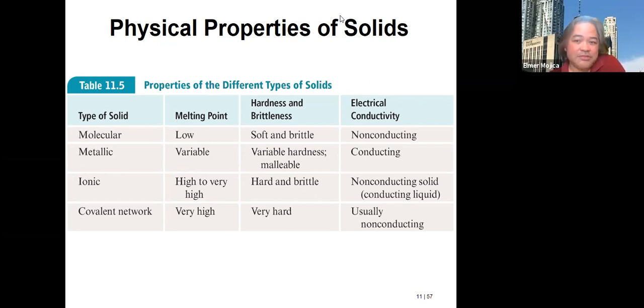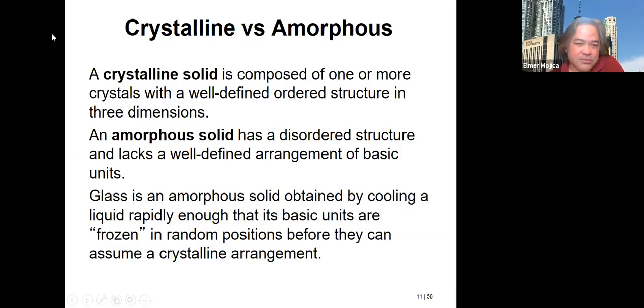Okay. Now, the last part that you have to know here is when do we say we have a crystalline solid and when do we say we have an amorphous solid? Crystalline solid is one wherein there's a well-defined ordered structure in 3D. Amorphous solids have what we call a disordered structure. And unfortunately, most of our solids are crystalline. The only solid that is amorphous is glass.